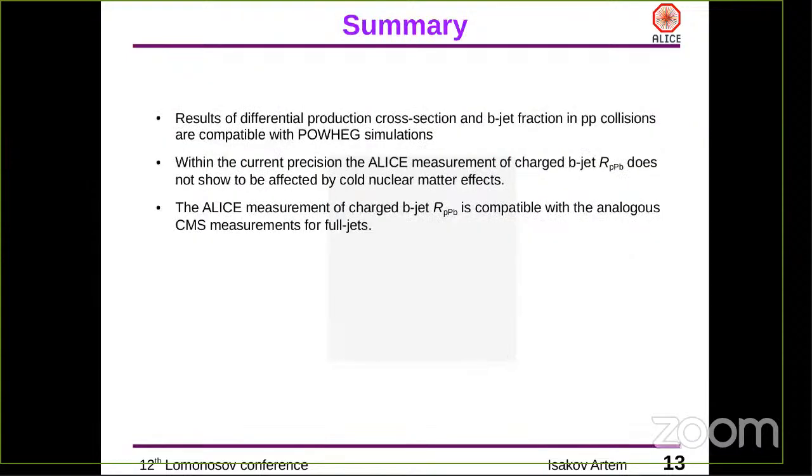Okay, so let me summarize my talk. The results of the differential production cross-section and B-jet fraction in pp collisions are compatible with the POWHEG simulations. Within our current precision, the charged B-jet R_pPb does not show to be affected by cold nuclear matter effects. And the ALICE measurement of charged B-jet R_pPb is compatible with analogous CMS measurements for full jets. Thank you for your attention, and I will be glad to answer your questions.